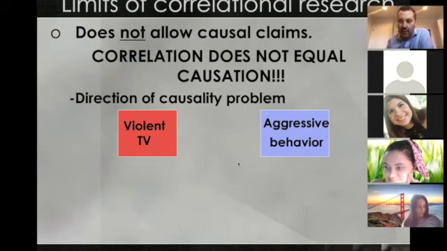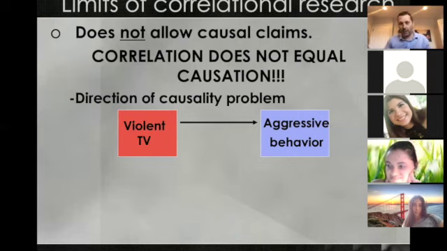So for instance, let's say that we're interested in looking at the relationship between how much violent TV someone watches and how aggressive they are. And let's say we find a positive relationship such that in our sample, people who watch more violent TV tend to be more aggressive. Why is that the case? Well, maybe it's because watching violent TV makes people aggressive, in which case that would explain the correlation. So variable x is causing variable y. Watching TV is causing aggressiveness.